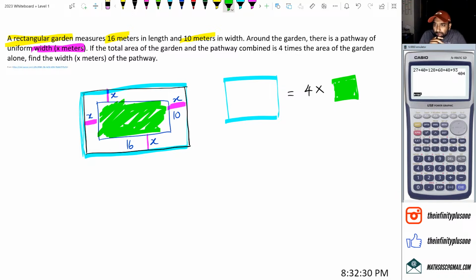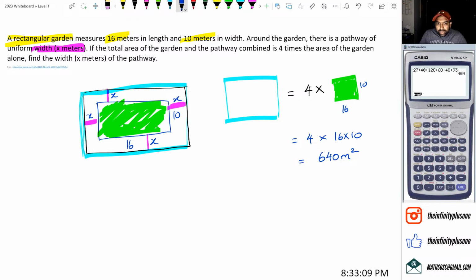Cool. So first things first. We know the area of the garden, because the garden is actually 16 by 10. We already have that. So we know what the area of this blue shape is going to be, because that's going to be 4 times 16 times 10. Now that's going to be 640 meters squared. We don't need to worry too much about units. I think that's a good thing about MCAT, that you don't have to actually worry about units. They hardly ping you for it, but it's a good thing to remember.